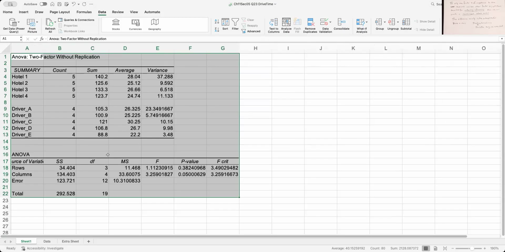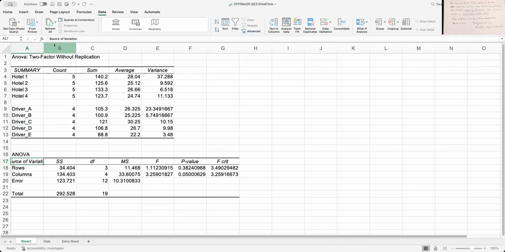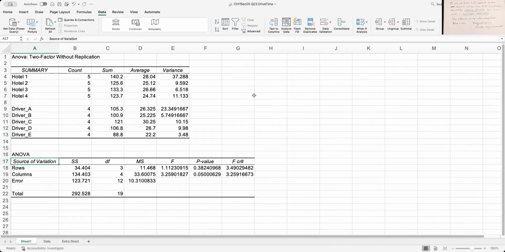You'll notice that it squishes that first column. I can't quite read the top there, so I'm going to blow that column up a little so I can see it better. Again, notice rows, then columns. Up in my summary information, it just says hotel and driver. It doesn't tell me which is which. But down in the ANOVA, it says rows first and then columns. So the summary data is in that order, rows first, then columns.